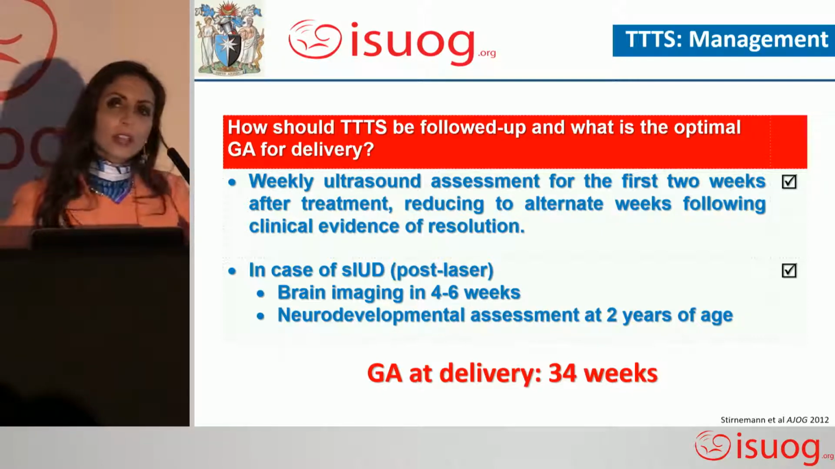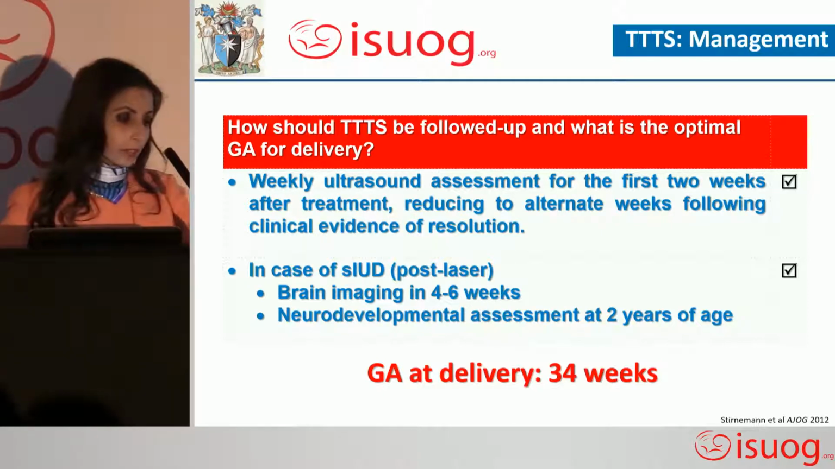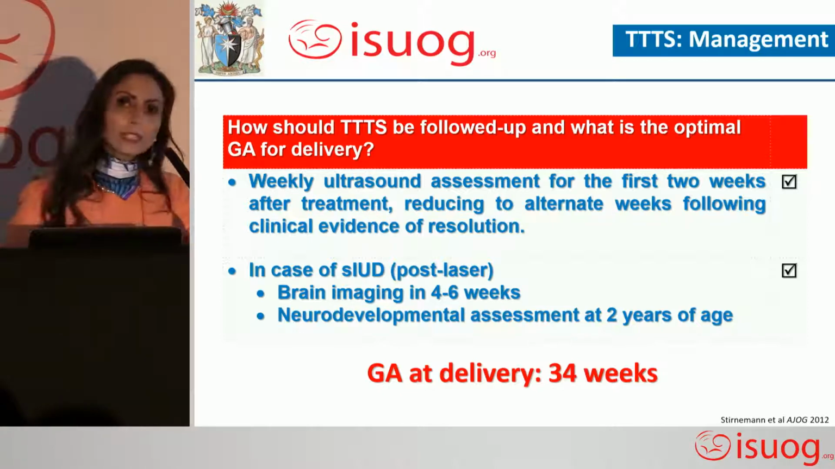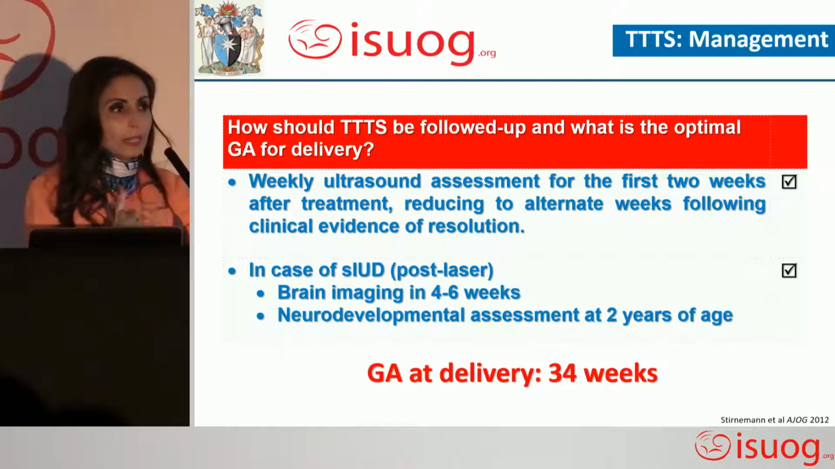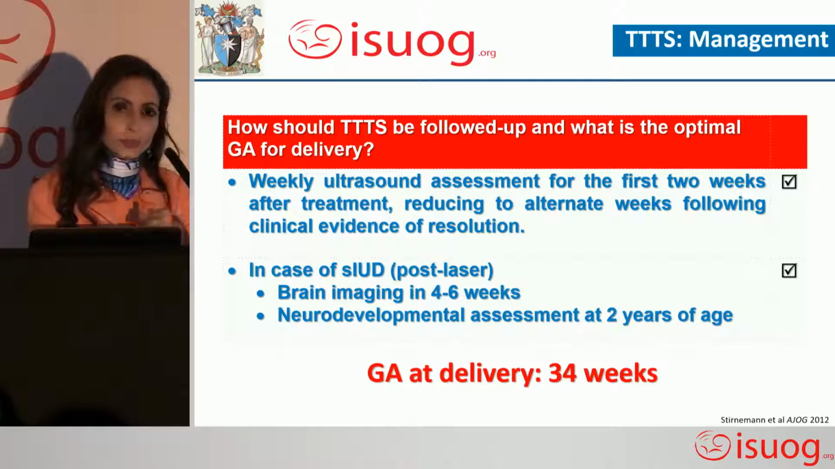Gestational age of delivery is controversial, and there are no RCTs to back that up, but certainly common practice based on observational data is that we should deliver these pregnancies at 34 weeks after a course of steroids because of the residual risk.